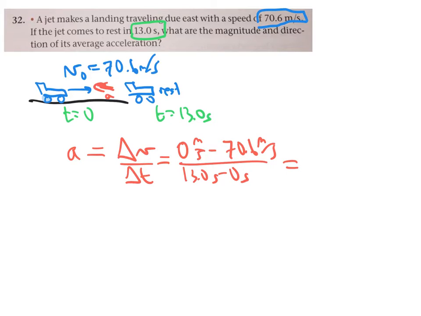So we end up with 70.6 over 13, minus 5.43 meters per second squared with the right number of sig figs.